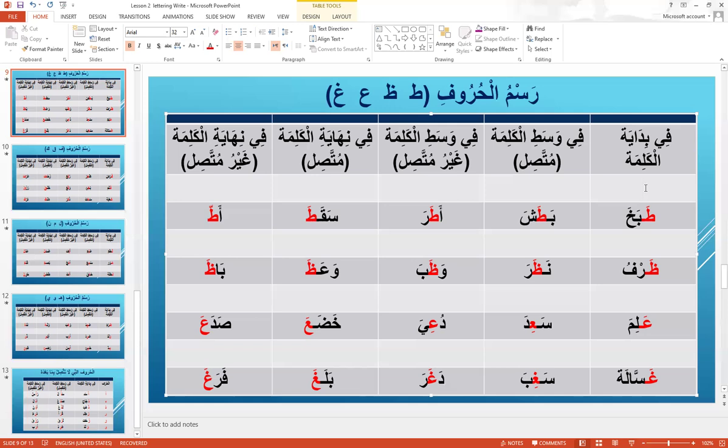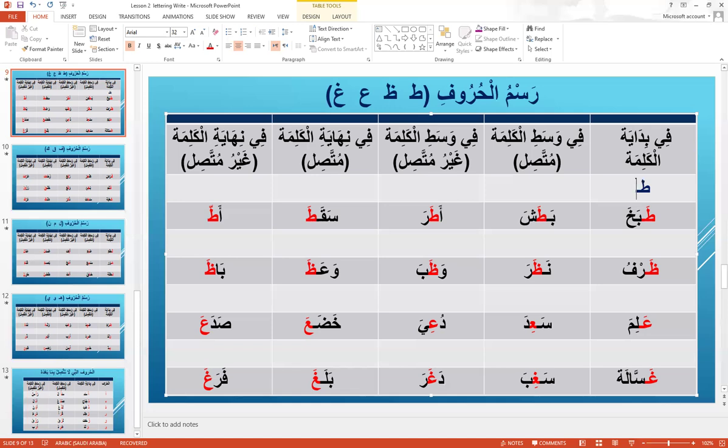It's going to be written normally, then it has its connection on the right because it's one of the six alphabets that don't join on the left. So it's going to be written normally.